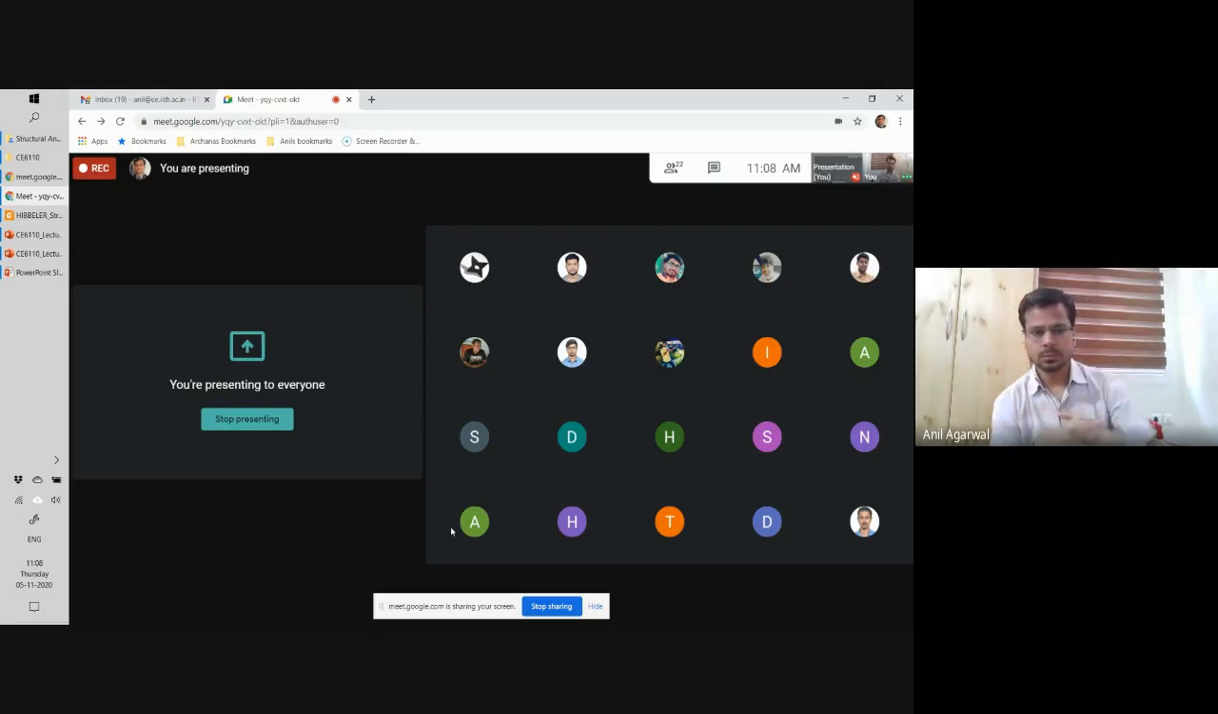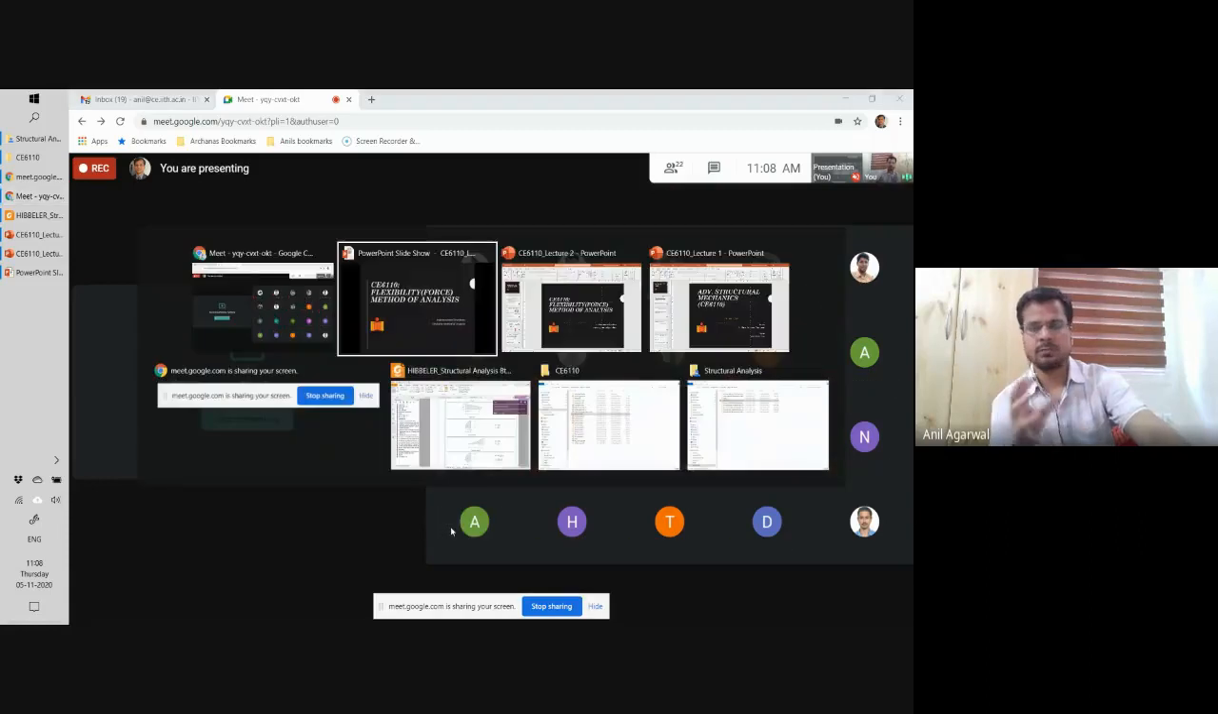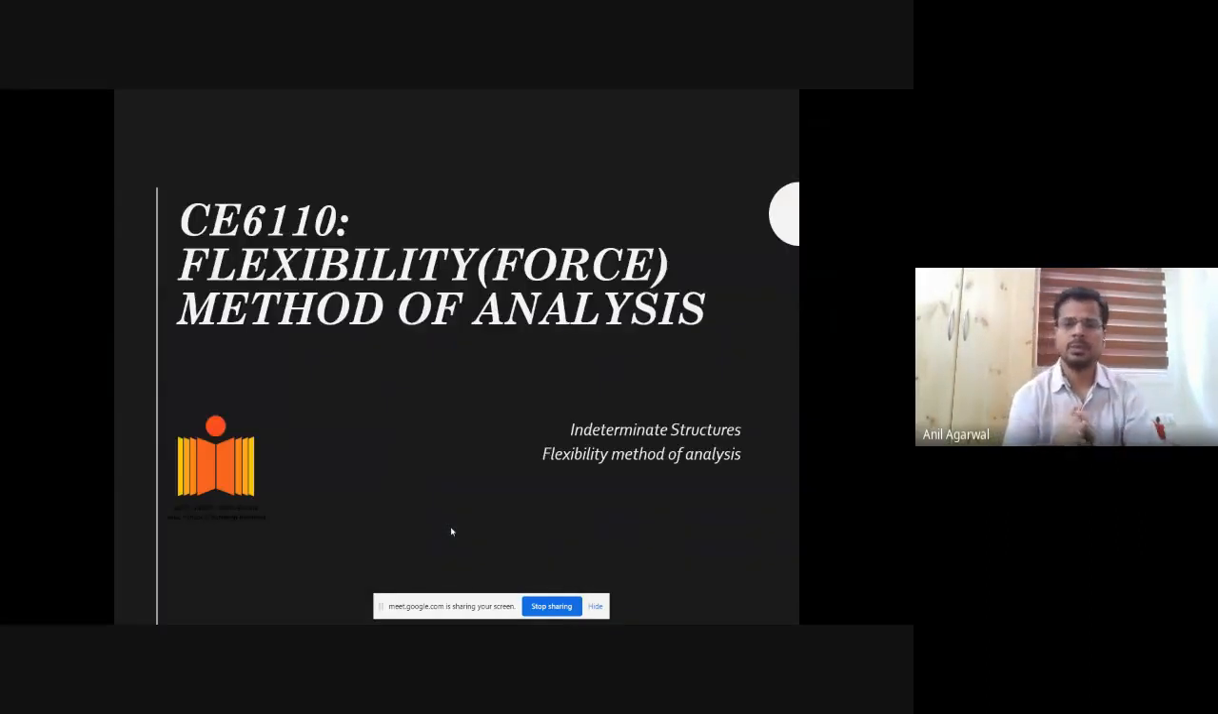because otherwise geometric compatibility becomes a major challenge. So we will move forward now to methods for solving indeterminate systems. The first one we will start with is the flexibility method.